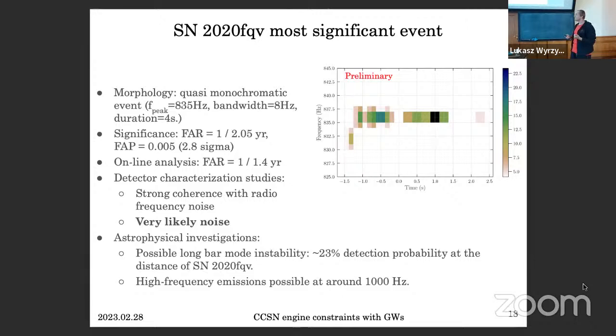And we performed in LIGO a lot of studies of this event, and we found that this signal is very strongly correlated with the radio frequency noise, so it's very likely noise. But nevertheless, it was something very interesting that triggers interest. If we think about some extreme emission models, like bar modes, if such morphology is true, then for certain instabilities we have even a 23% probability that the signal is astrophysical. And then there are other possibilities as well. But it's a pretty significant event for such a search, though very likely noise.